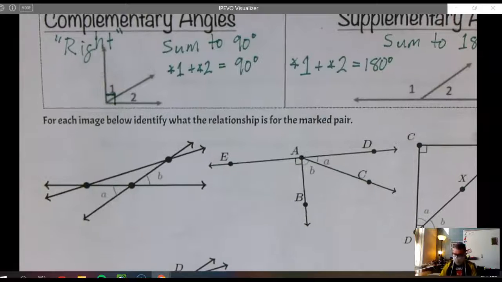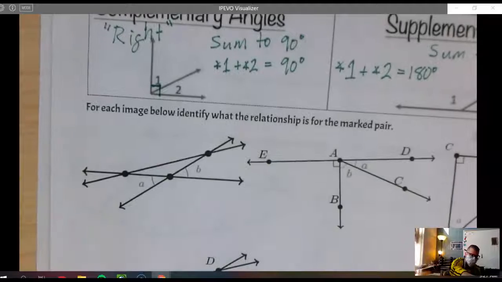For each of these images, I want you to tell me if you think they're vertical, complementary, supplementary, or if they're none of those, are they adjacent? Or are they just nothing? Are they just two completely random angles? So I'm going to flip the timer. I'm going to walk around with the next set of notes, and then in 5 minutes we'll do random cards for what is the relationship between these angles.